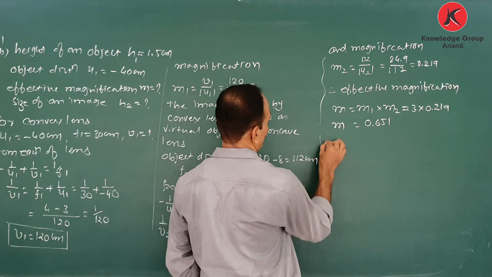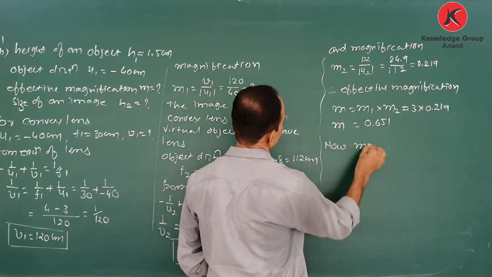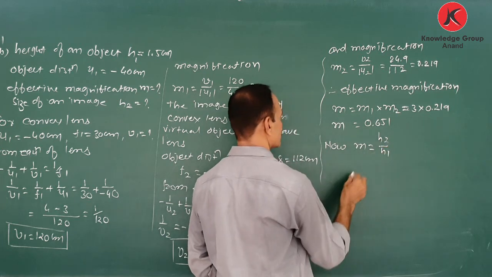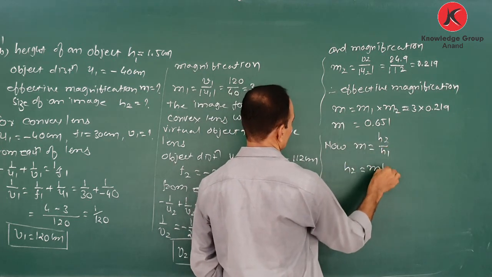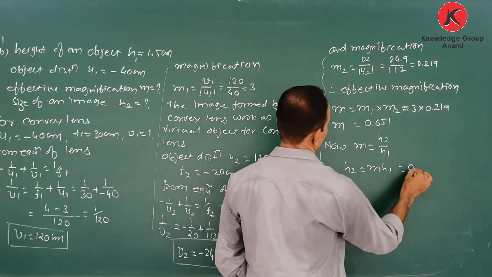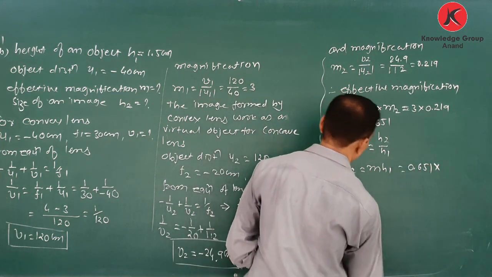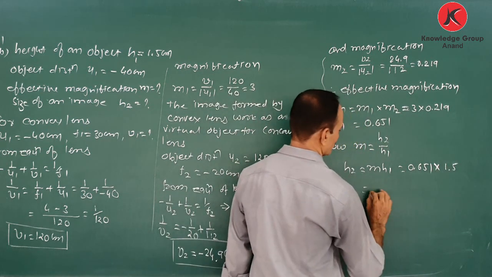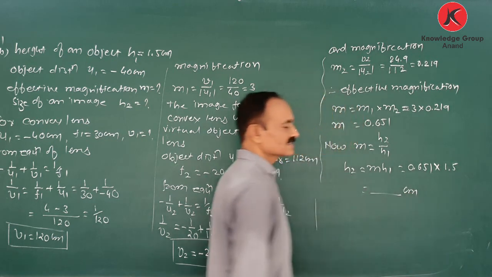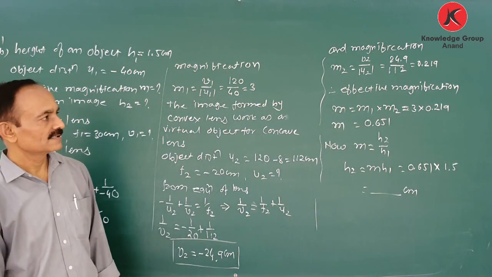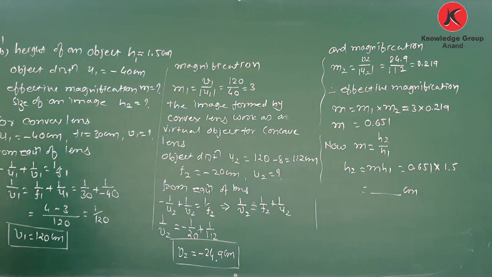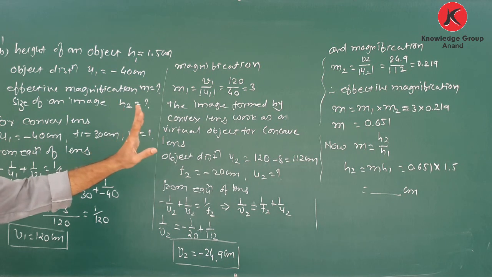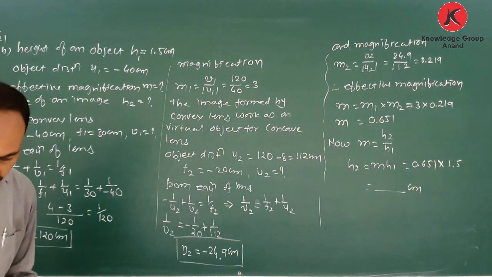Okay. Now we know that M is equal to the height of the image to the height of the object. Therefore h2 is equal to M into h1. M is 0.651 into h1. h1 is equal to 1.5. So find out yourself the size of the image. Here is only the application of the lens equation and also the equation of magnification and combination of lenses. Okay.